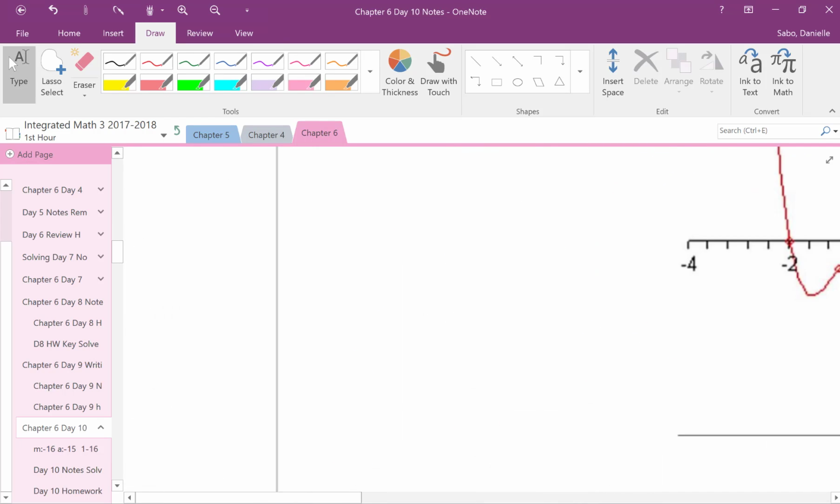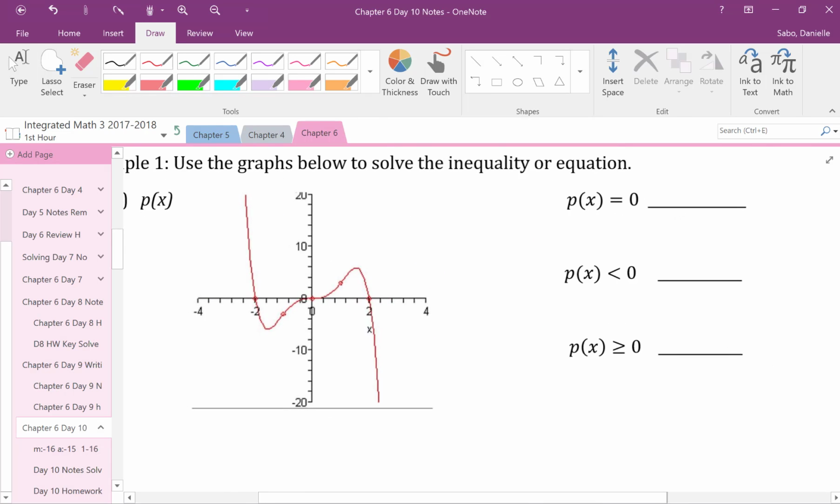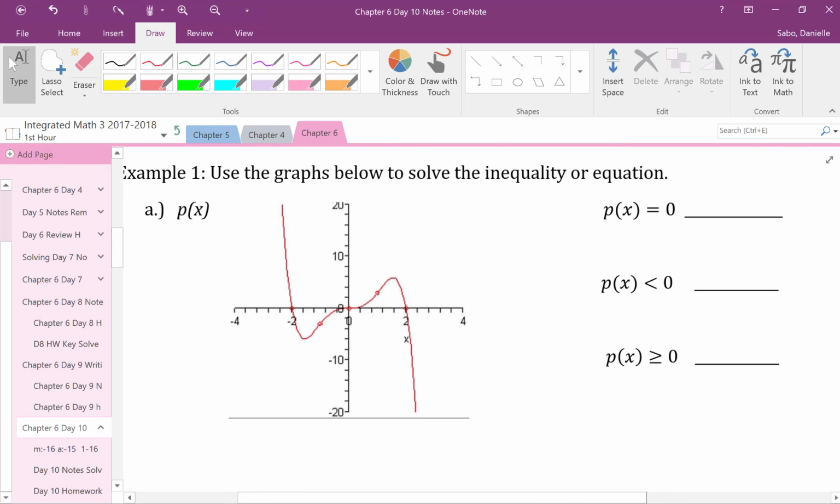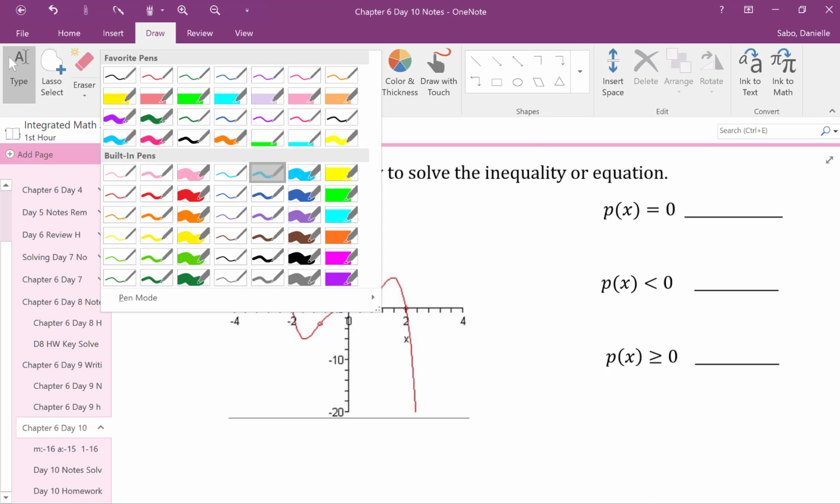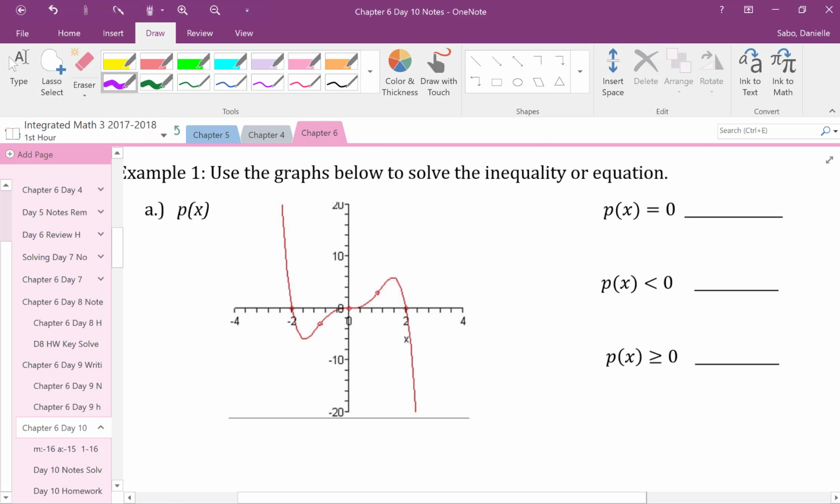Okay, let's move on. We're going to do some things here, and I feel like it's going to be a breeze because you guys have kind of done this already. So we're going to use the graph below to solve the inequality or equation. So we have this graph, P of x, and we're going to decide when does P of x equal 0.